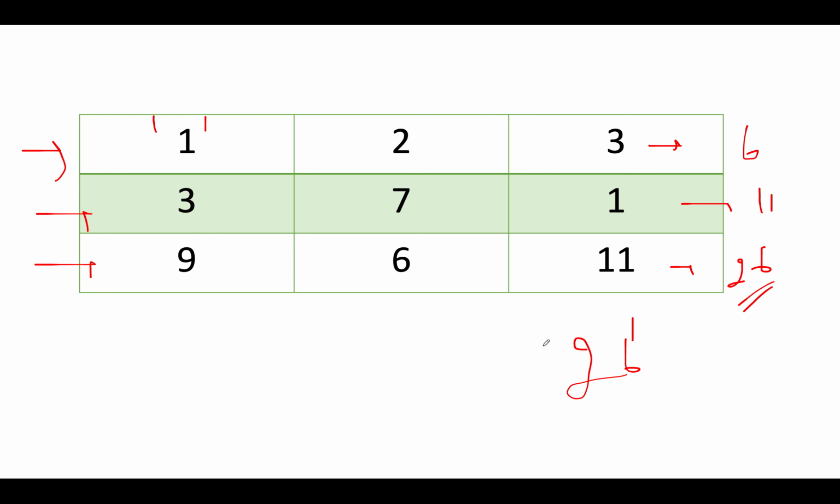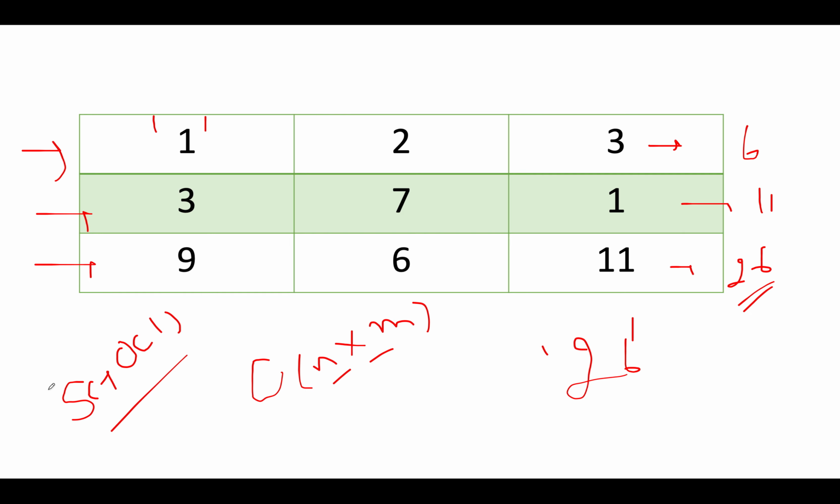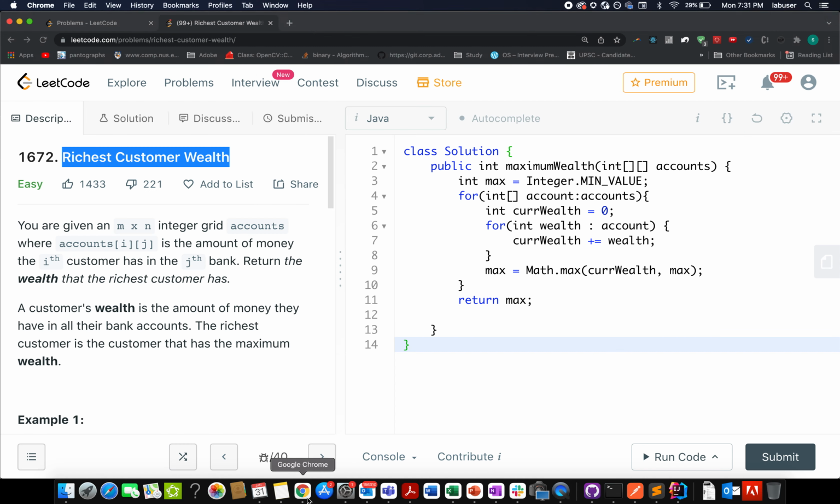Pretty simple and straightforward. The time complexity of this approach is order of n cross m, where n signifies the number of rows and m signifies the number of columns. The space complexity of this approach is constant space. We are not using anything extra to actually build the solution up. Let's quickly walk through the coding section and conclude the question.